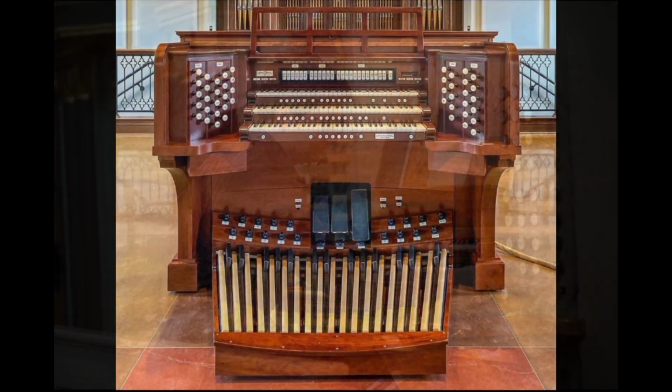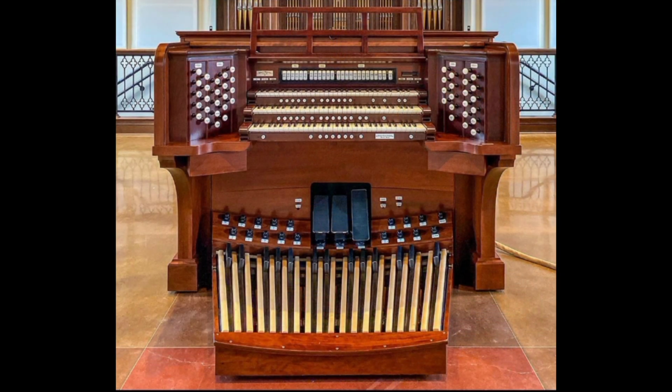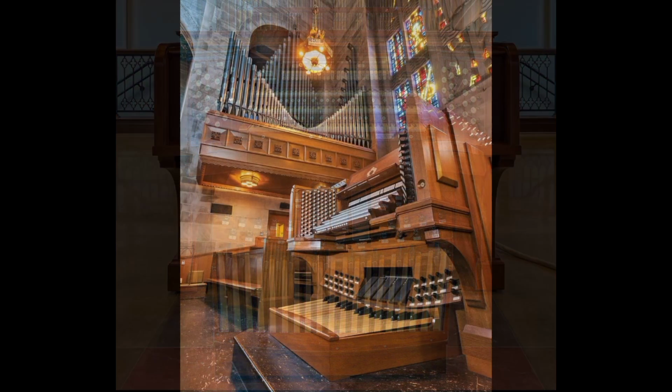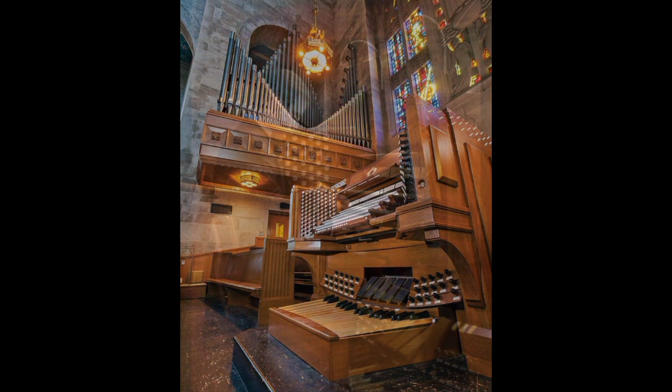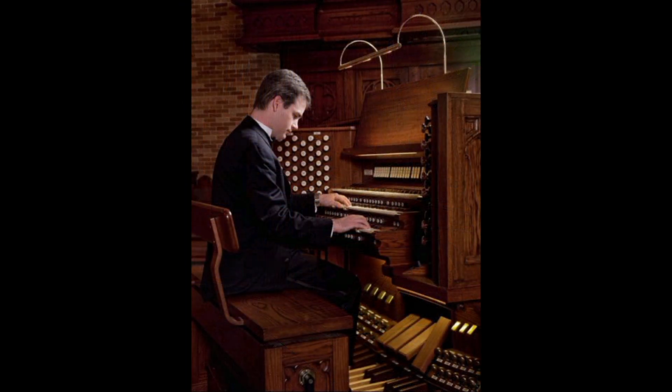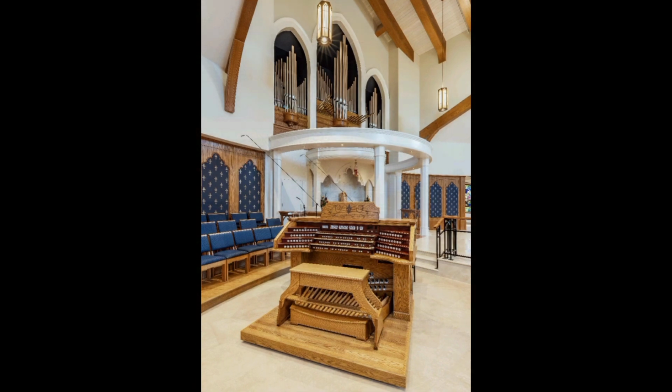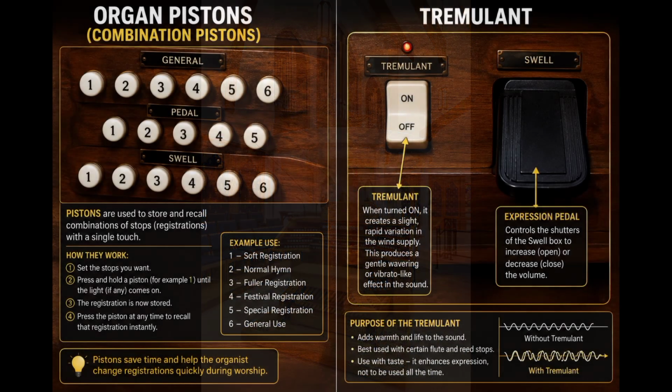Around the manuals are the stops, couplers, and other controls. We may also find combination pistons, expression controls, and other switches. So you can think of the console as the control center of the pipe organ. It is where the organist communicates with this enormous instrument.